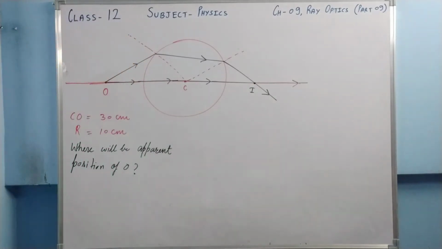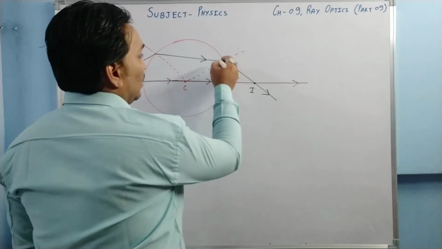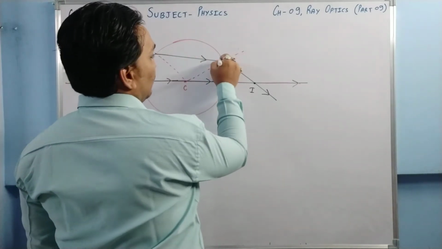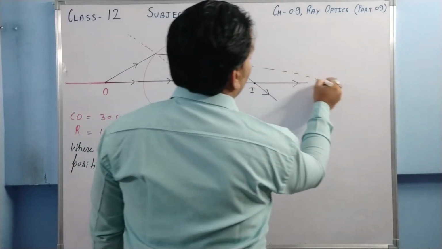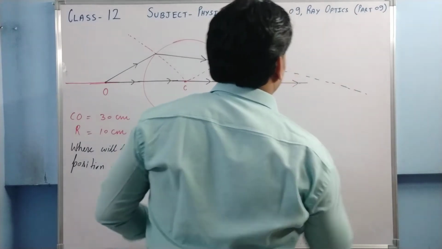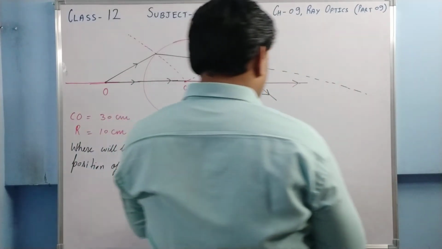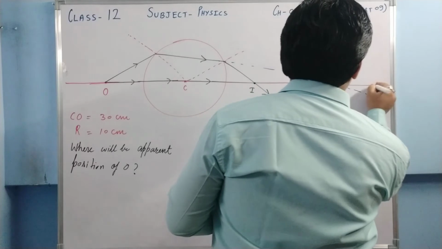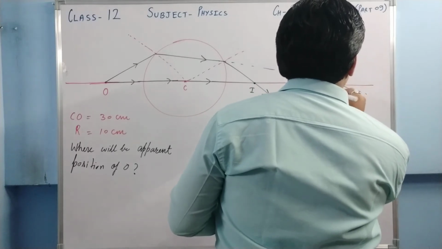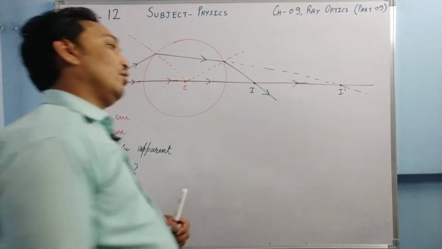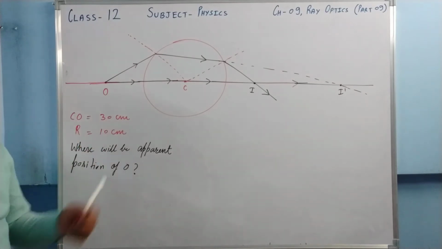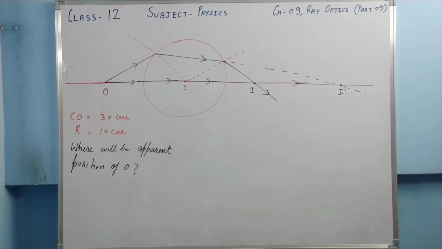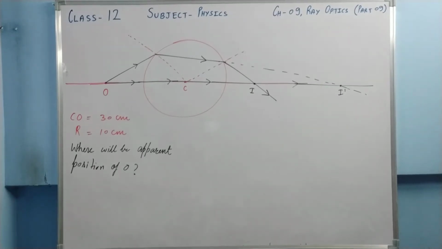be the apparent position. Okay, but if we extend the refracted ray from the first surface, it will cut the first refracted surface somewhere here. Let this be I dash. Okay, I dash is the image formed by the first surface. So this is how the ray diagram is.